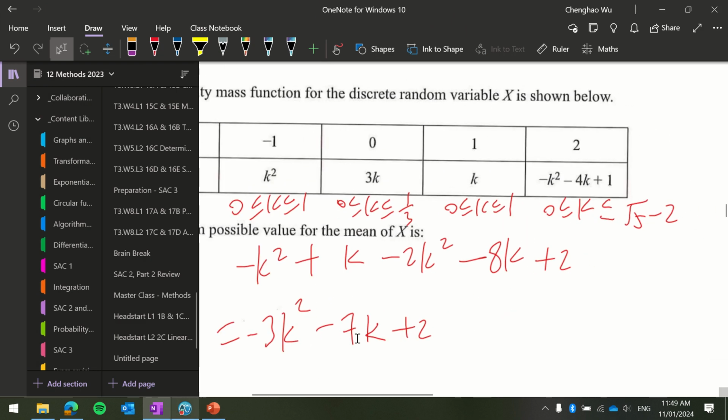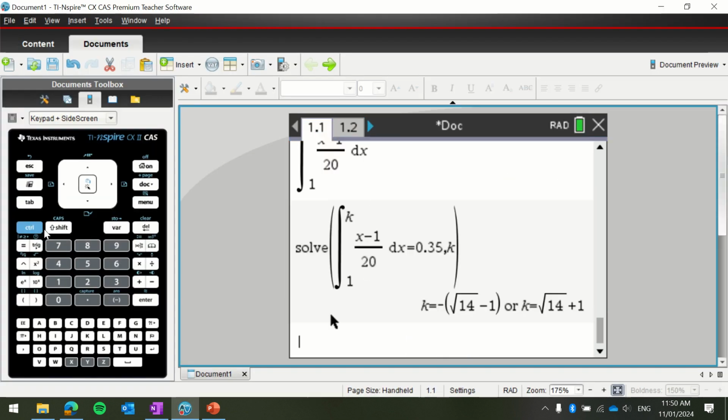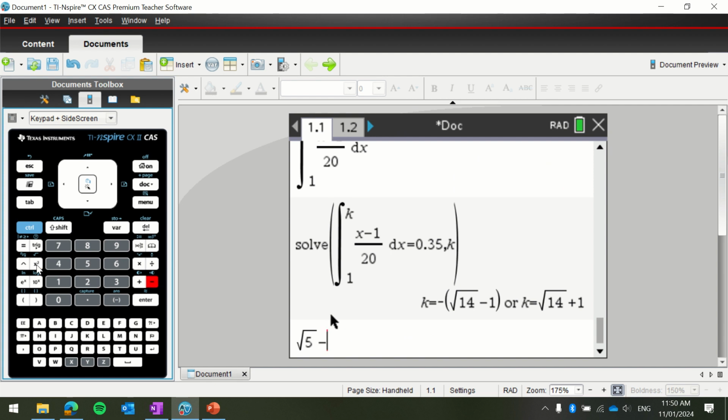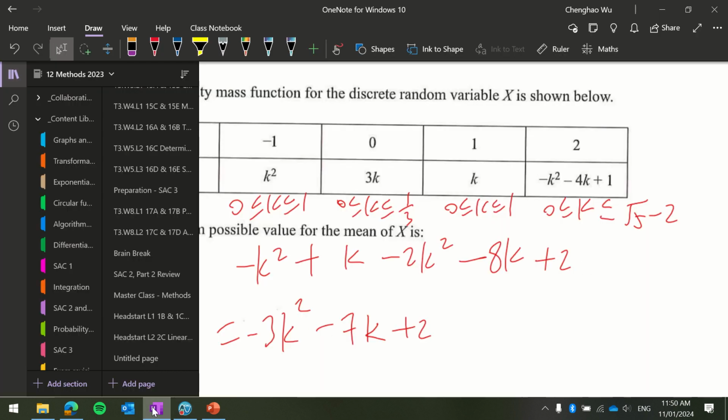Oh, by the way, I did this with my calculator. So I put 0 less than or equal to negative k squared minus 4k plus 1 less than or equal to 1 into the calculator and solve for k. Because you just need this to be between 0 and 1. And I get this answer with √5 minus 2, which is 0.24, something like that.